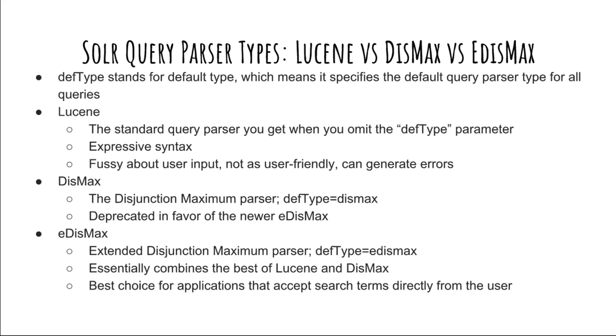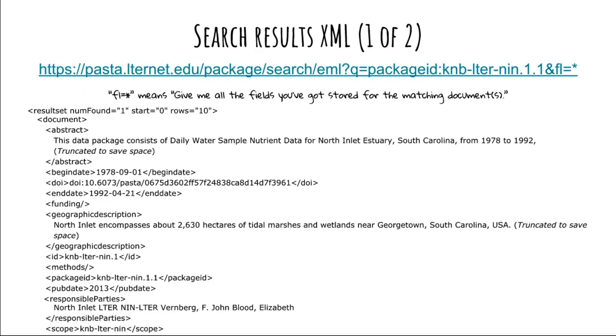There was another more advanced parser developed called the DisMax or Disjunction Maximum parser. You would specify defType equals dismax. However, this has been deprecated in favor of an even more expanded parser called the Extended Disjunction Maximum parser, or defType equals edismax, which essentially combines the best of the Lucene and DisMax parsers. It's said to be the best choice for applications that accept user input. The data portals always specify defType equals edismax in their search interfaces, so that hopefully we're going to reduce the number of places where the parser gets tripped up on user input.